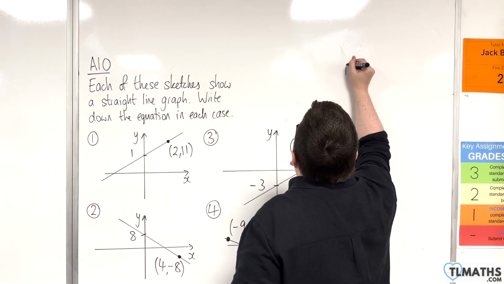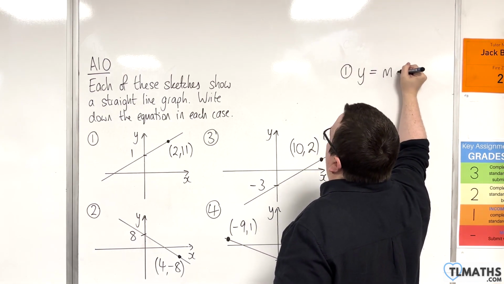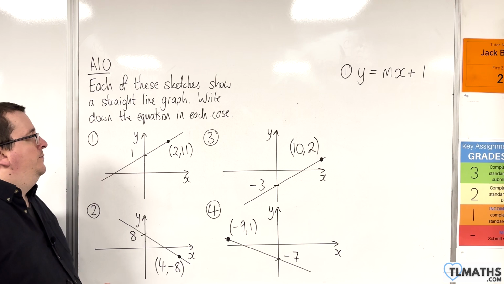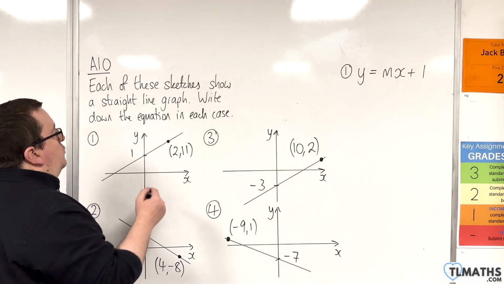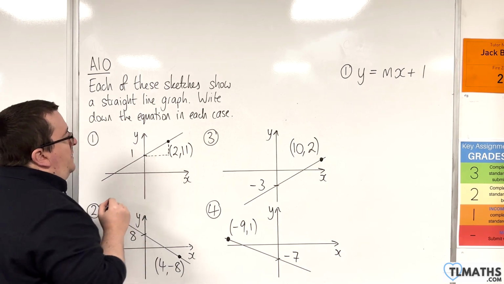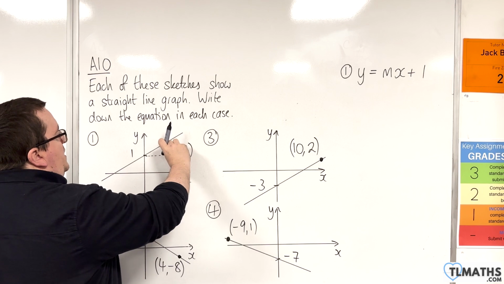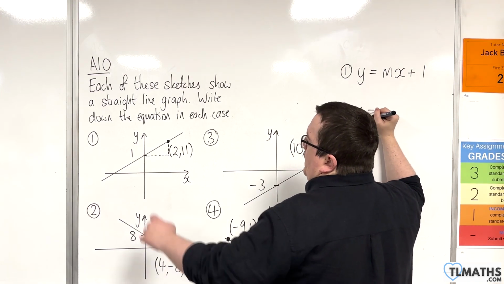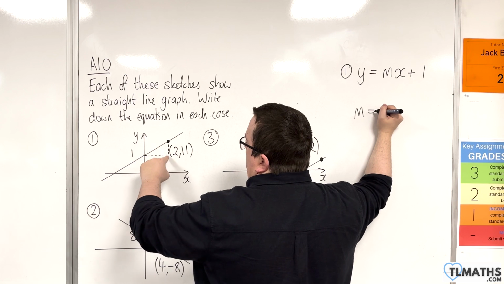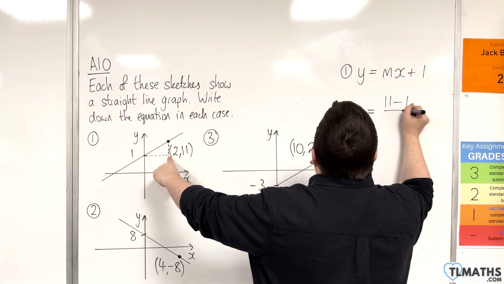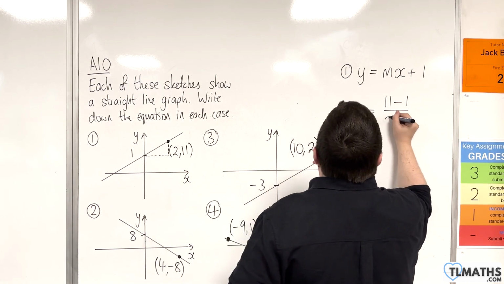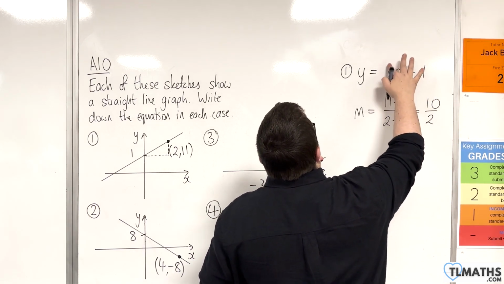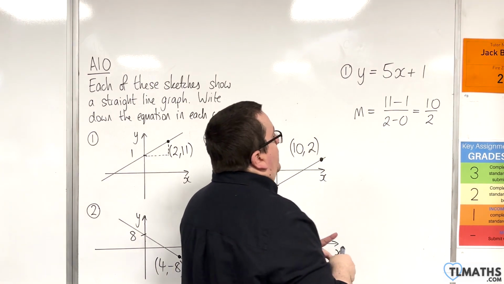So for the first one, we can write down that it is of the form y equals mx plus 1. The y-intercept is 1, so I know I can write that down, but I don't know what the gradient is. So the gradient can be found by finding the difference in the y-coordinates divided by the difference in the x-coordinates. So here, the gradient is, we're going from 11 down to 1, so 11 take away 1, over 2 take away 0. So 10 over 2, which of course is 5. So this is y equals 5x plus 1.